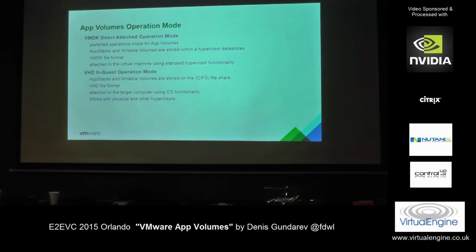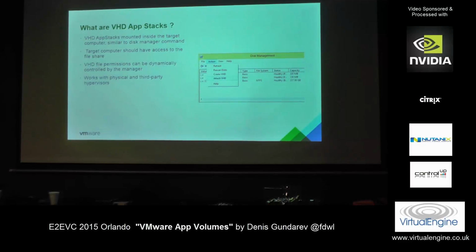So in Windows 7, Windows Server 2008, Windows 8, you can attach VHD file using Disk Manager. And it will look like this. So in Disk Manager, you attach VHD file. We do exactly this. We attach VHD file from the file share, and then we combine the base operating system and application installed on this app stack.